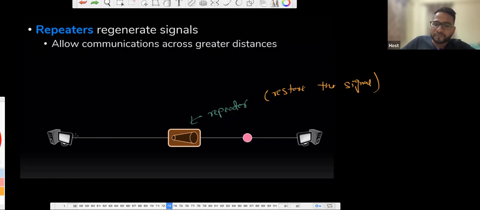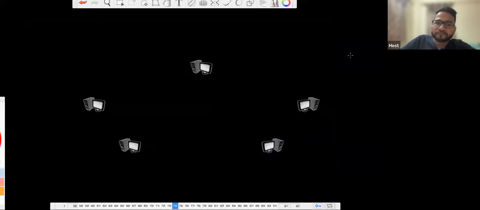So basically, if this host is sending some data, and if the signal is getting low at this end, then the repeater just restores the signal to this host. That's what a repeater does. Regenerate the signal, right? Allow the communication across greater distance. So if you have two hosts at a greater distance, then they can communicate using the repeater.